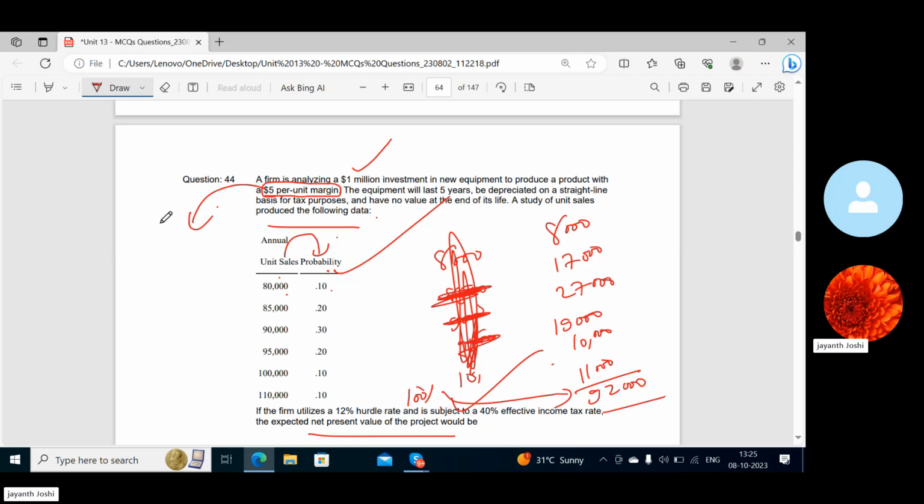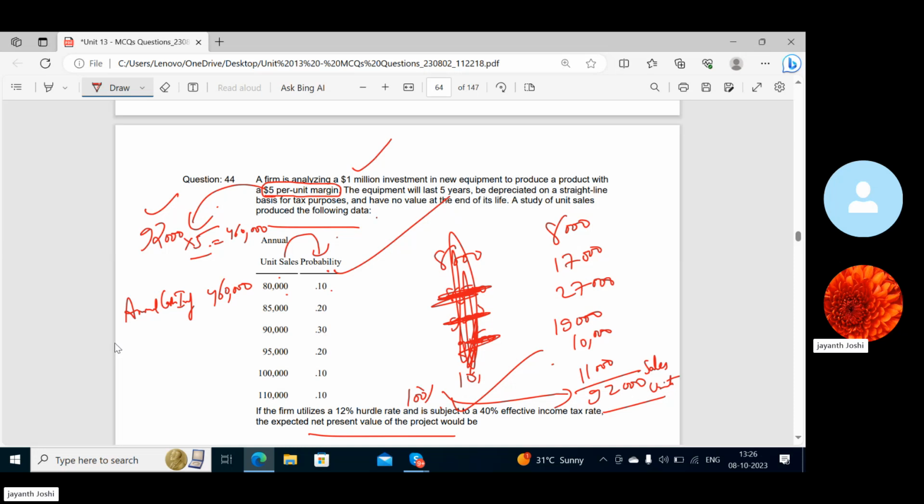Now 92,000 units into the margin, a $5 per unit margin. So how much will it be? 4,60,000, right? Sorry, this is our inflow. We are doing sales, right? This is the sales units. So we are selling 92,000 units at the rate of $5. We are getting the margin. So 4,60,000 is our inflow. So the annual cash inflow is 4,60,000.